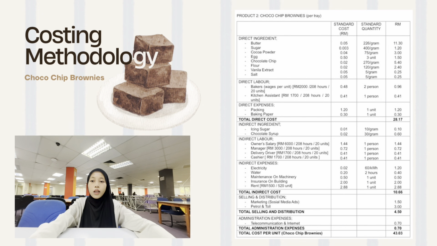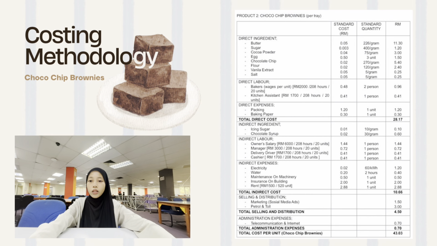And the last ingredient is salt. Standard cost for salt is 0.05, standard quantity 5 grams, and the total is 25 cents. For the direct labor, we have 2 bakers. For bakers, wage per unit is 2,000 ringgit over 208 hours over 20 units. So the standard cost is 0.48 and standard quantity is 2%. So the total cost is 96 cents.